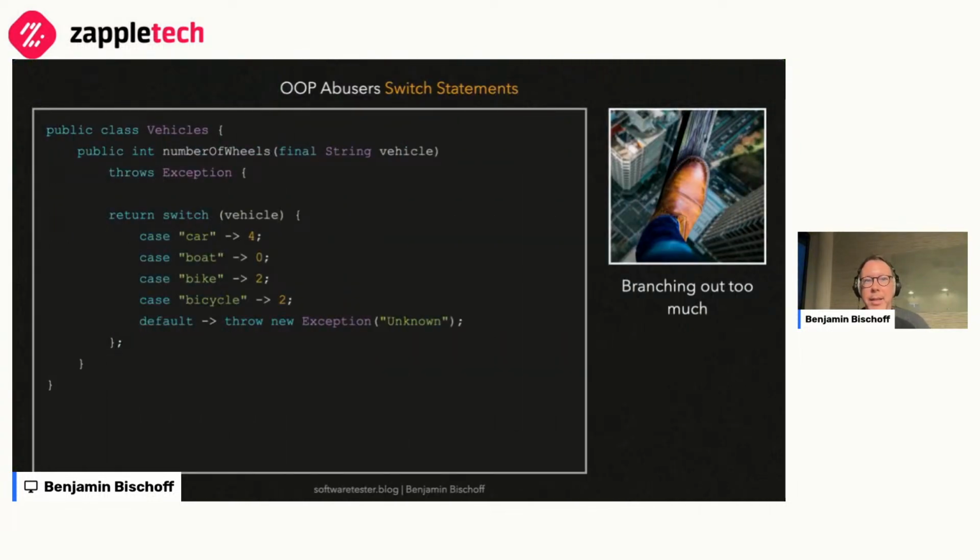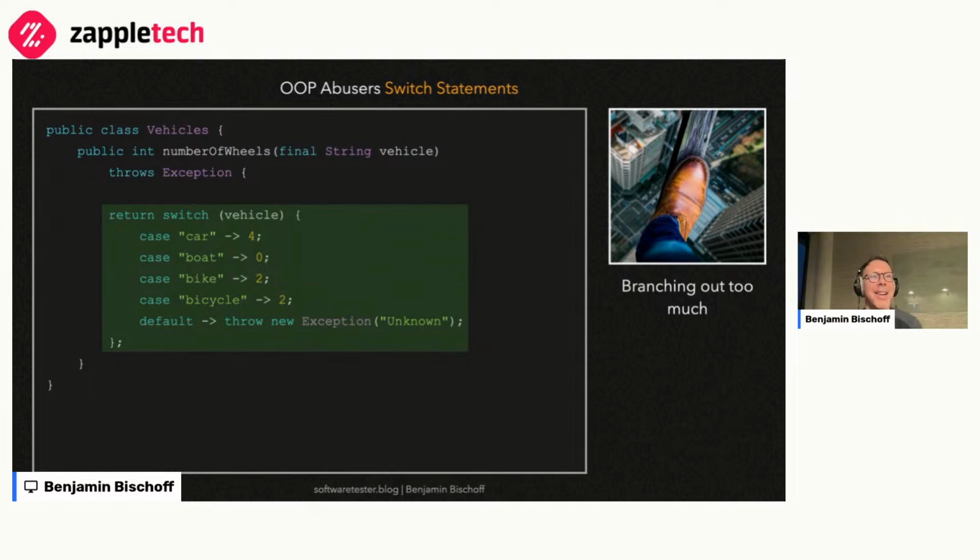This is a classic, switch statements. It's a method that branches out too much based on its inputs. In this case, I have a vehicles class with a number of wheels method. And yeah, I know it is a stupid method because you pass in a vehicle as a string, and it gives you back the number of wheels that this vehicle has.